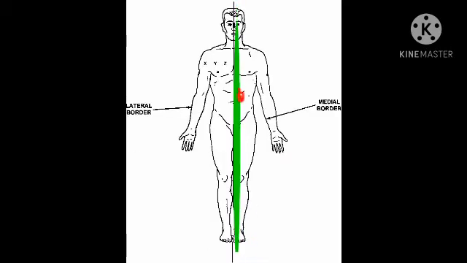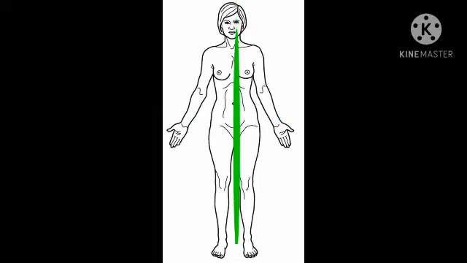Such that when something is closer to the median sagittal plane, it is medial. And if something is far away from the median sagittal plane, it is lateral. For example, in this case, this is the medial border of the upper limb, and this is the lateral border of the upper limb. And let's say we want to describe the position of the areola relative to the upper limb. We say that the areola is medial to the upper limb, and the upper limb is lateral to the areola.